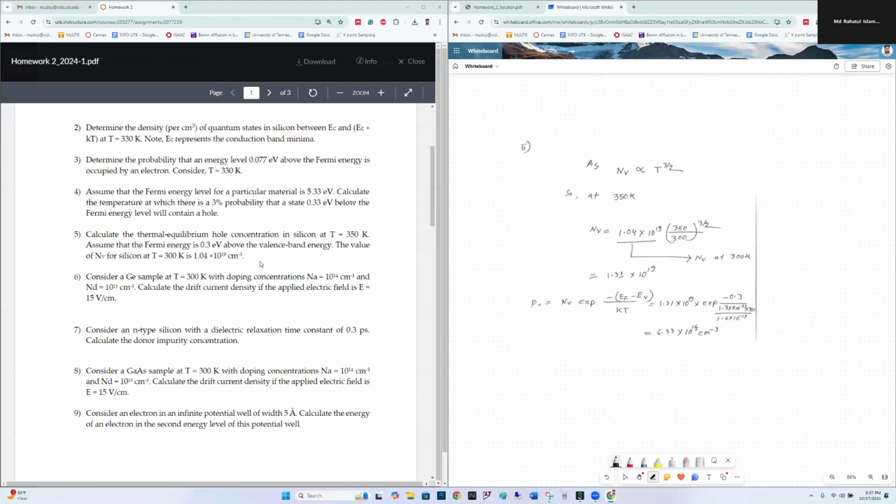So let's start problem number 5. Here you have to calculate the thermal equilibrium hole concentration in silicon at T equal to 350 Kelvin. They are asking you to calculate P naught, the hole concentration at equilibrium. What is given here: assume the Fermi energy is 0.3 electron volt above the valence band energy. So what is written here is that the Fermi energy EF is 0.3 electron volt above.